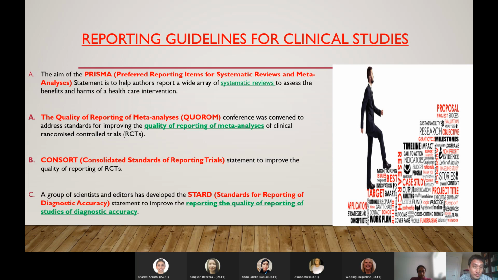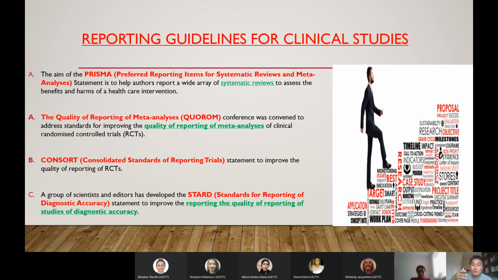So if the option is PRISMA, there's M, meta-analysis. If there is QUORUM, there's a Q, for quality of reporting meta-analysis. CONSORT has an R, reporting trials, RCT. If it is for diagnostic, this is D, diagnostic. Let me summarize one more time. So these are the ways of reporting the guidelines.